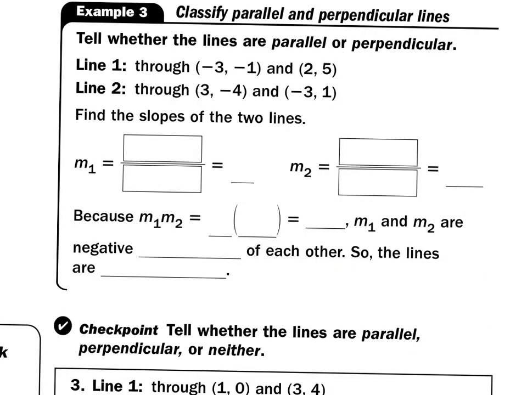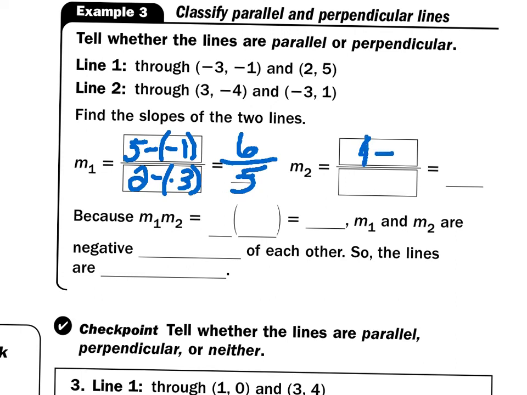Okay, example 3. Tell whether the lines are parallel or perpendicular. So line 1 goes through those 2 points. Let's figure out its slope. 5 minus negative 1 over 2 minus negative 3. That's 5 plus 1 is 6. 2 plus 3 is 5. And it's 6/5.